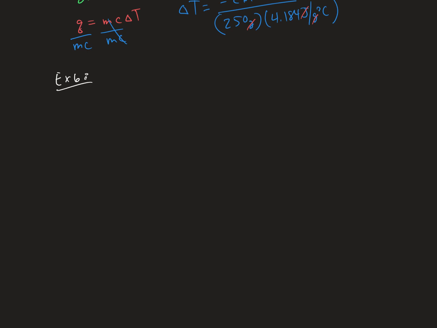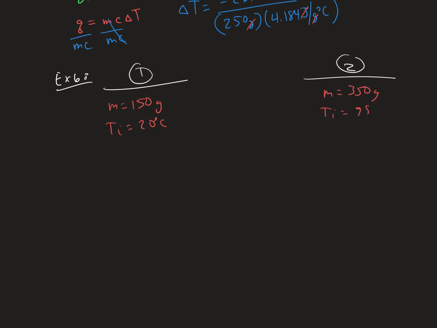All right, so we'll call these number 1 and number 2. One flask contains a mass of 150 grams. Initial temperature is 20 degrees Celsius. And the second has a mass of 350 grams and an initial temperature of 98 degrees Celsius. What is the final temperature after the two flasks are mixed? We want to look for the final temperature, which is the same for both. Does that make sense? Okay, they're going to reach the same final temperature.